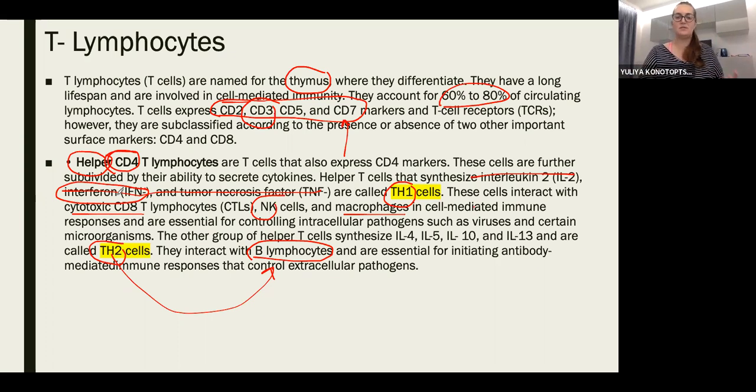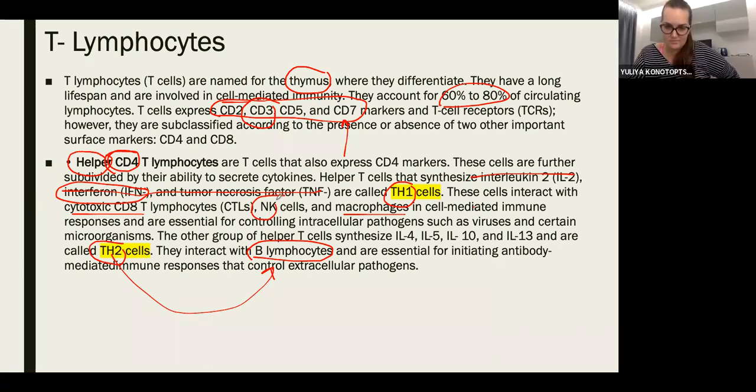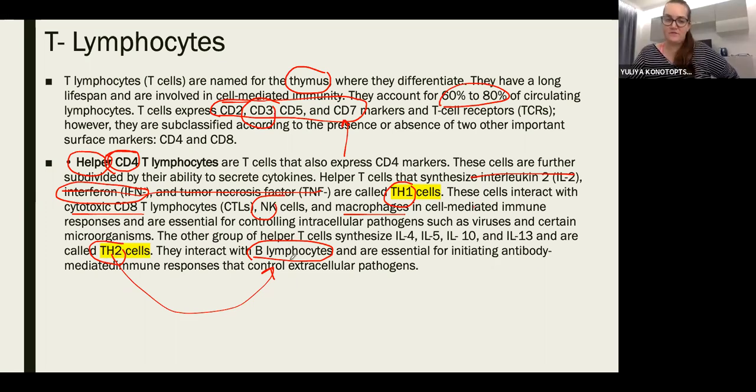Okay, I repeat, this year, you don't need to know the cytokines which are needed to call different cells. You just need to know who interacts with what. So please remember for the end of this class, okay, who does T helper 1 call? Macrophages, cytotoxic T cells, and natural killer cells. Who does T helper 2 call? Only B lymphocytes.